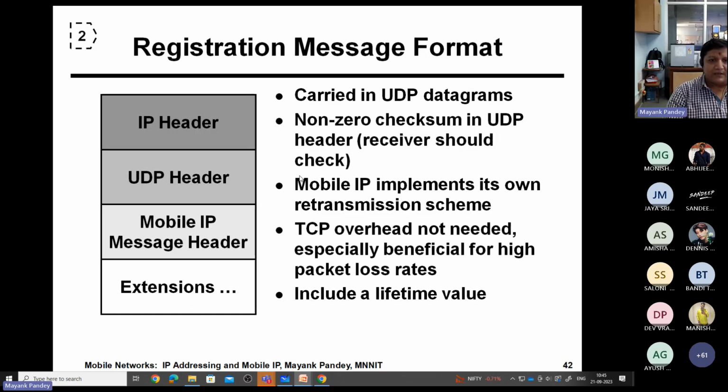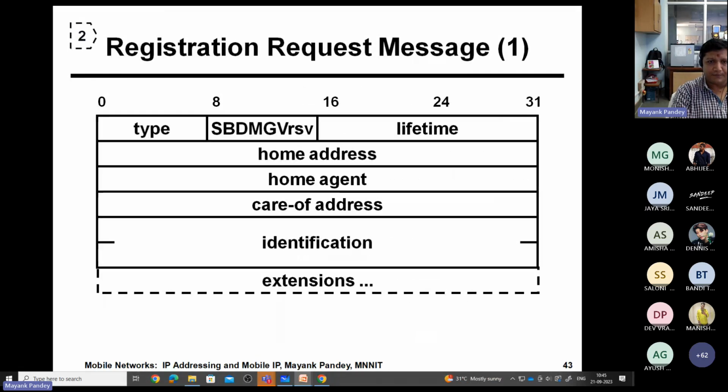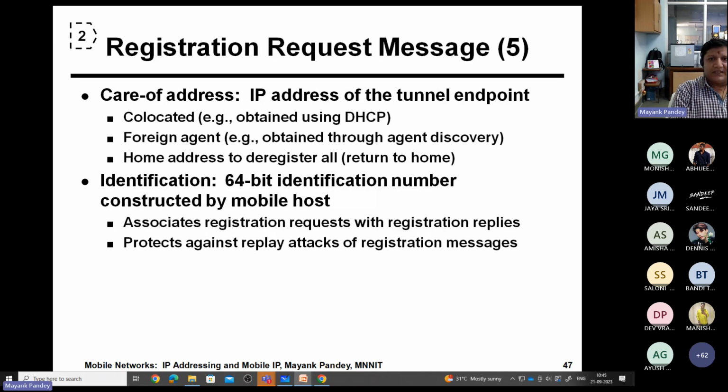How is it done? It is done using UDP. A registration message is encapsulated within UDP, which is encapsulated within IP. So this is regarding the registration of the mobile node. Details we'll be seeing later on.